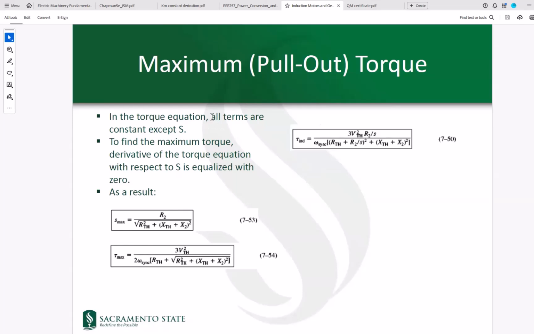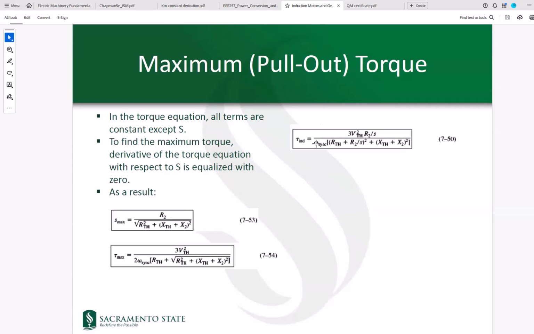Now, let's see how you can find the maximum or pull-out torque. In the torque equation, all the terms are constant based on what I just mentioned, except the S. So to find the maximum torque, you can find the derivative of this equation and equalize it to 0. As a result, the slip at which the maximum torque occurs would be found based on equation 7.53, which depends on R2, R Thevenin, X Thevenin, and X2. And then when you put that slip into this equation, you find the maximum torque. So the maximum torque, or the pull-out torque, would be found based on equation 7.54.